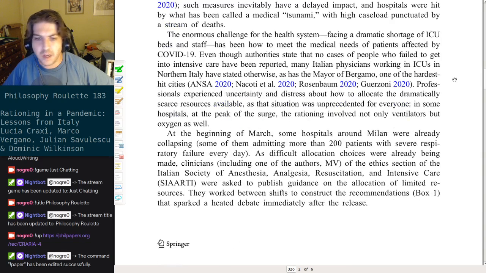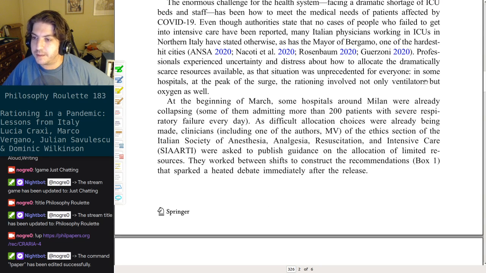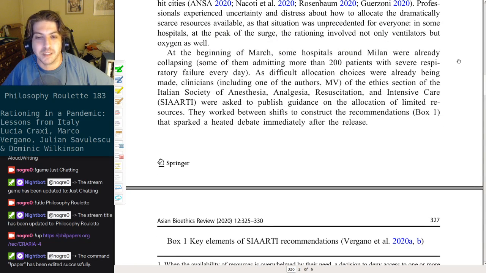So we'll see. Professionals experienced uncertainty and distress about how to allocate the dramatically scarce resources available, as that situation was unprecedented for everyone. In some hospitals at the peak of the surge, the rationing involved not only ventilators, but oxygen as well. Yeah, here we don't have PPE. We can't even get, like, people had plastic bags on them to protect themselves.